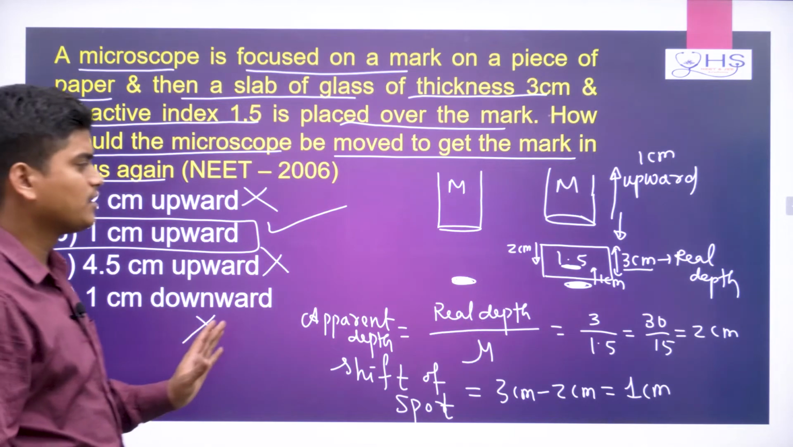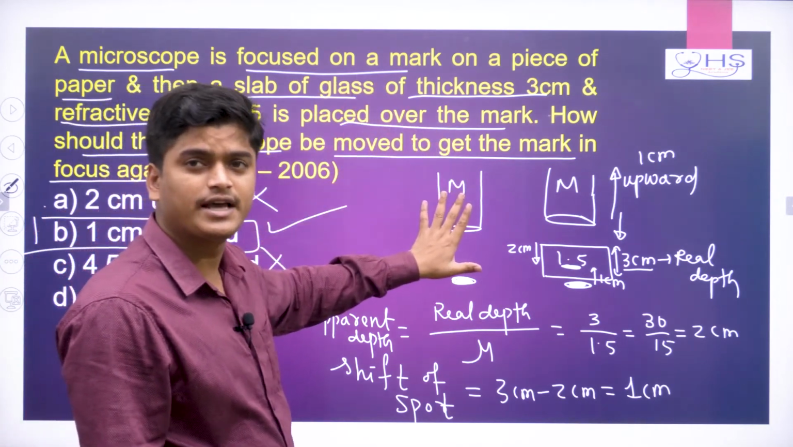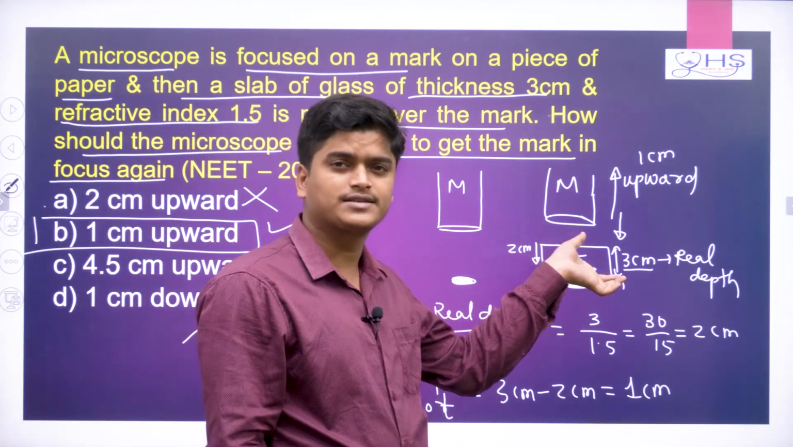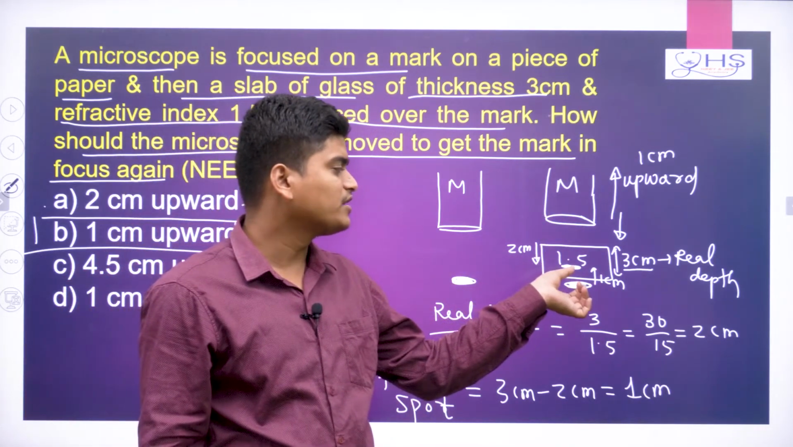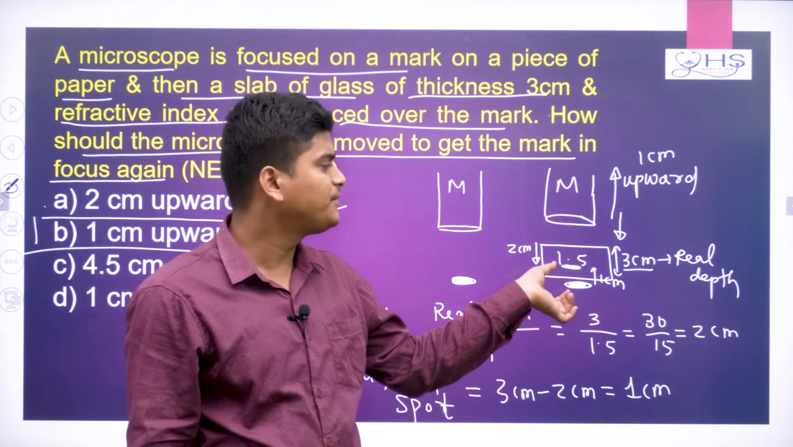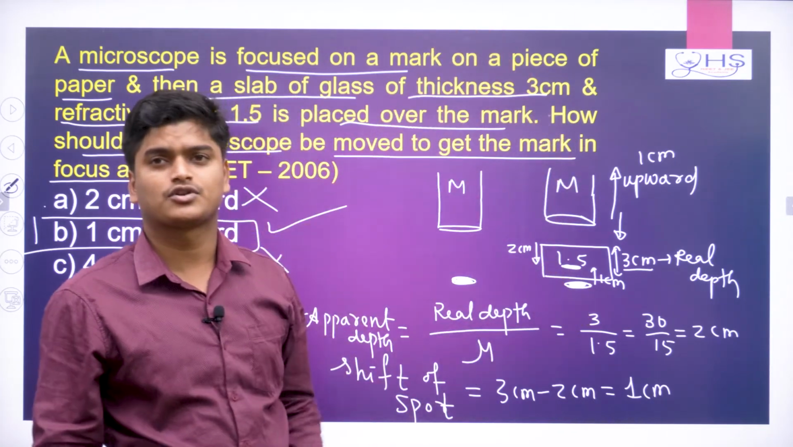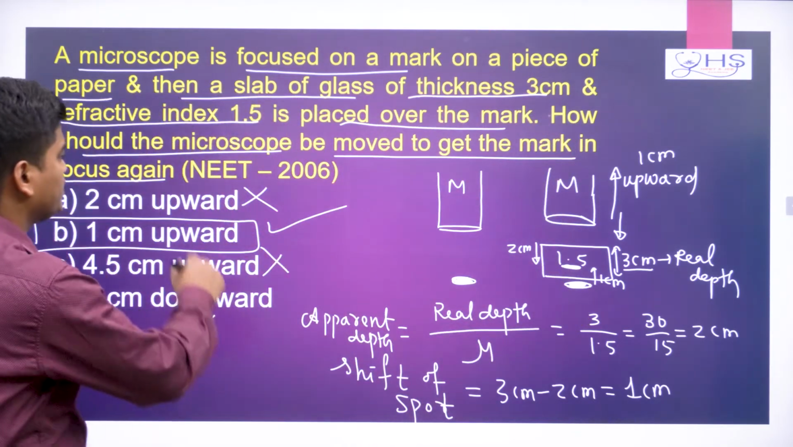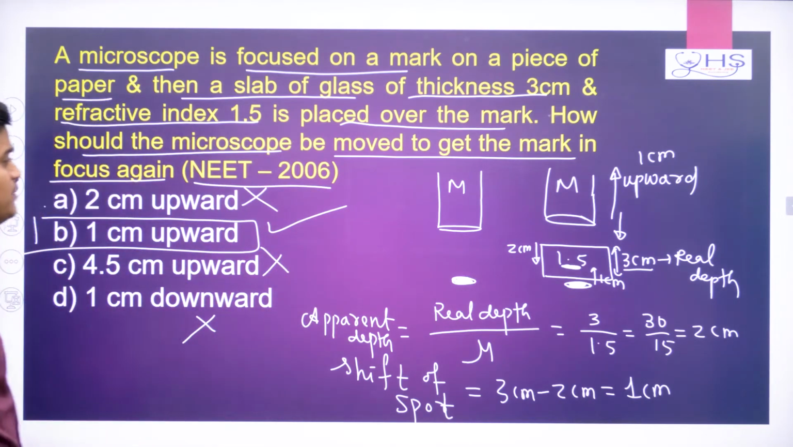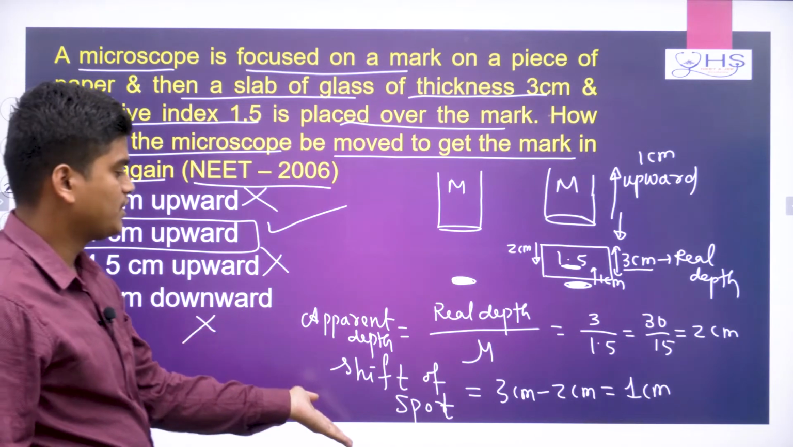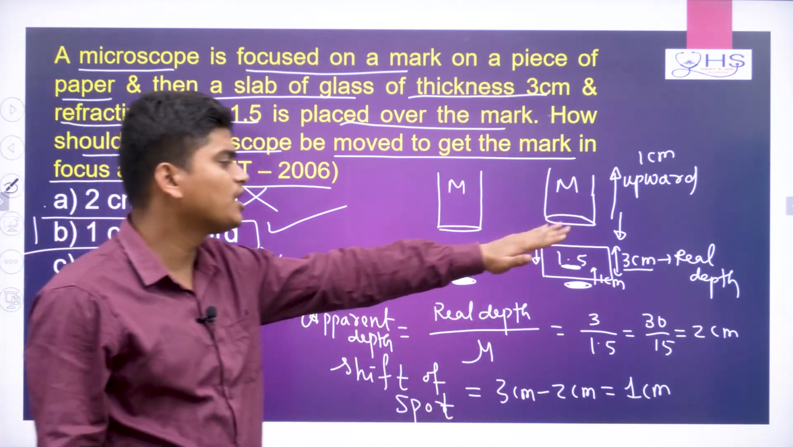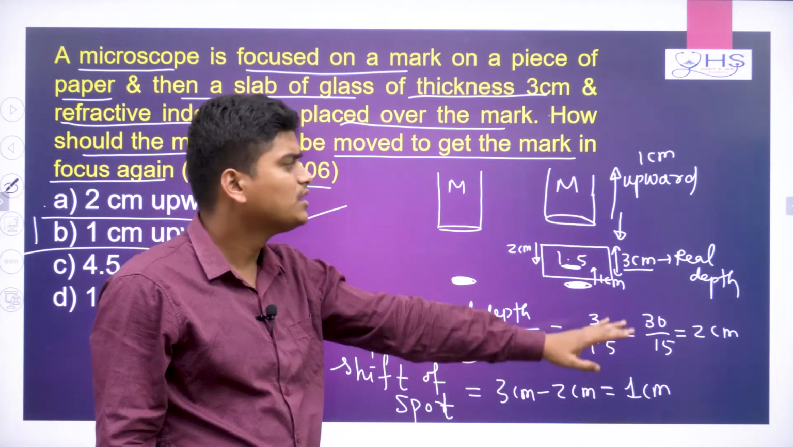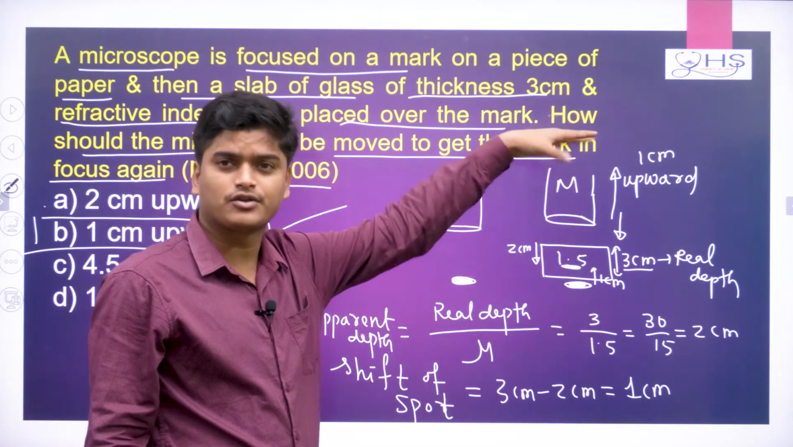Very simple thing. First, one normal adjustment is there. Now by putting a glass slab, you are disturbing the adjustment. Then you are finding what the shifting is. After finding the shifting, accordingly you are moving the microscope upward. This is a NEET 2006 question. So easy it is. Just find apparent depth, then go for the shift, then accordingly move upward. Suppose this coin had shifted downward, then you should have taken your microscope downward.